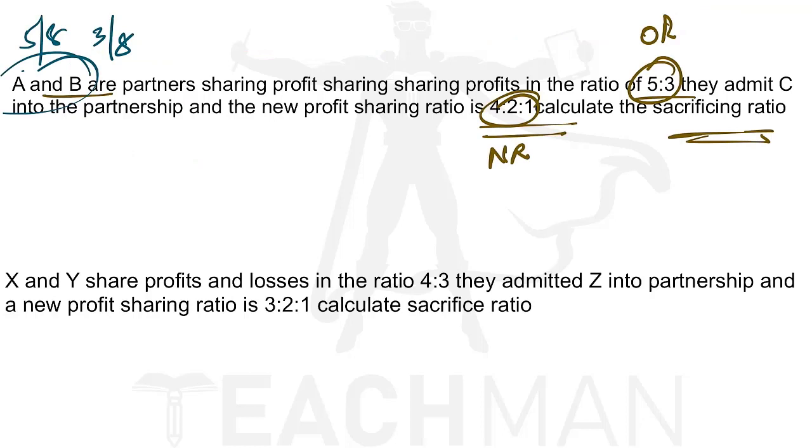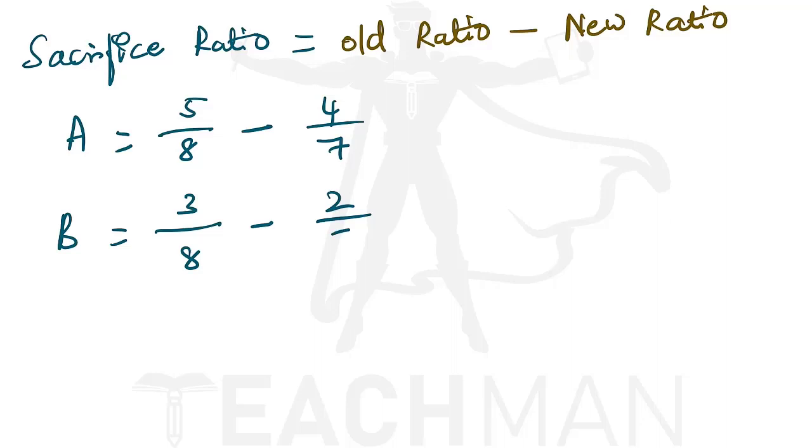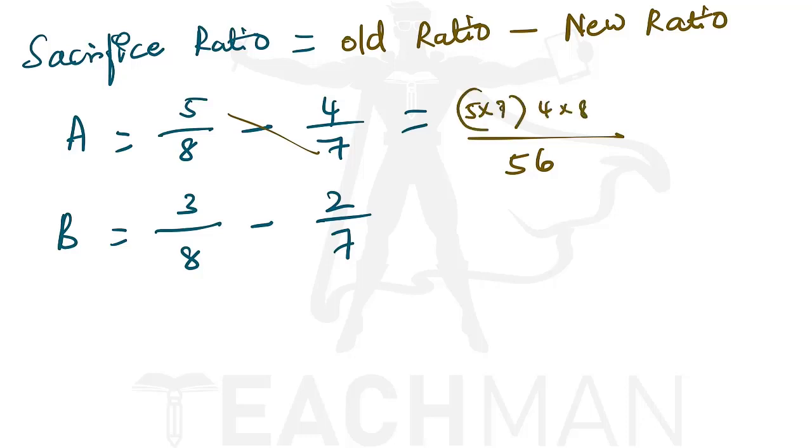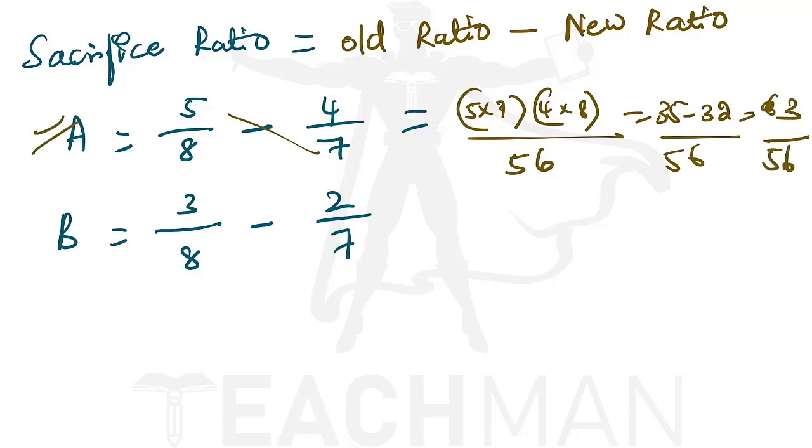So in this 4:2:1, the new ratio of A will be 4/7 and B's will be 2/7. So minus that 4/7 and 2/7. Now what you have to do is you have to take cross multiplication. So 8 into 7 will be 56. Then you have to do 5 into 7 and 4 into 8. So 5 into 7 is 35, 4 into 8 is 32, divided by 56. 35 minus 32 is 3. 3/56 is A's sacrifice ratio.